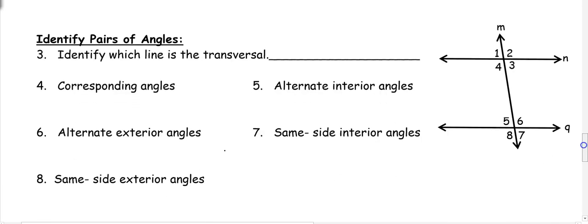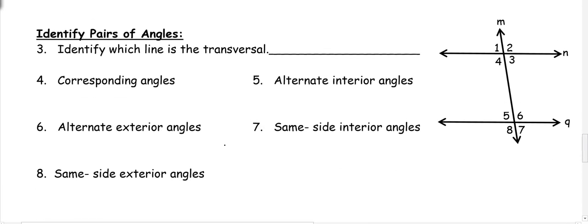So let's identify types of angles using a figure. The first question says identify the line that's the transversal. So the line that's intersecting two or more lines in this case is this vertical line that's a little on a diagonal, line M. So we would say that our transversal is line M.